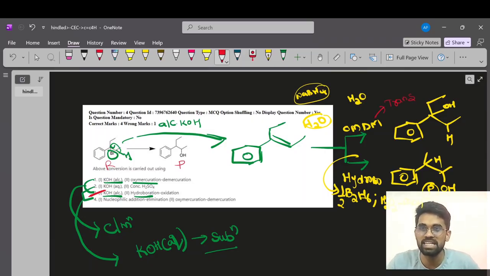What do we mean by trans addition? The OH group and this hydrogen come from opposite planes. In hydroboration, both OH and hydrogen come from the same plane. This is syn or cis addition. This is a trans addition. Right, I hope you got it.